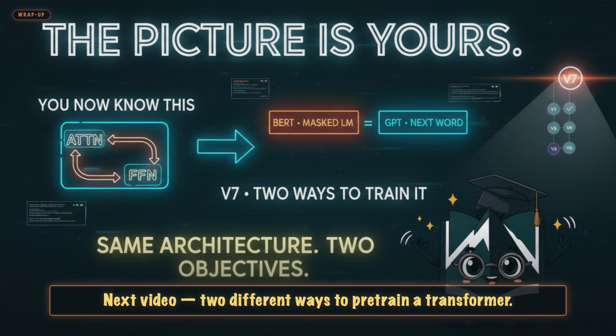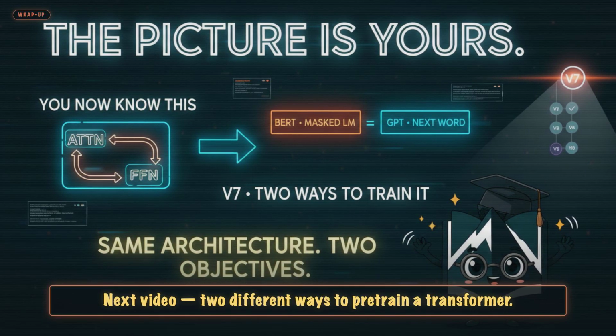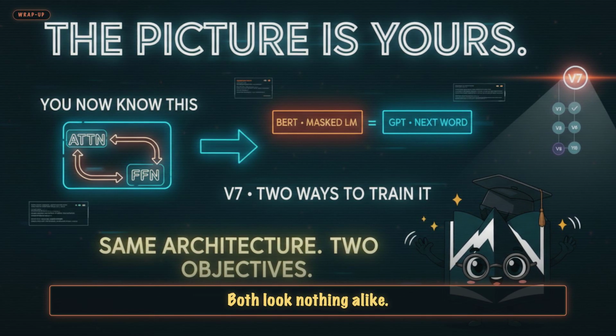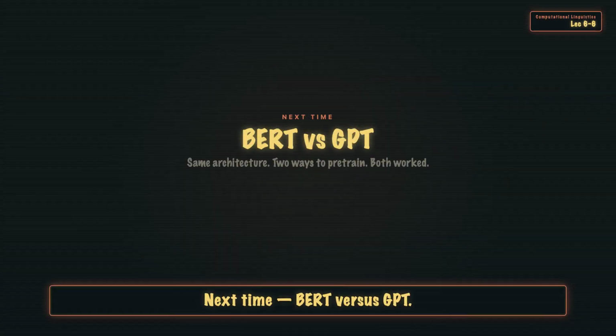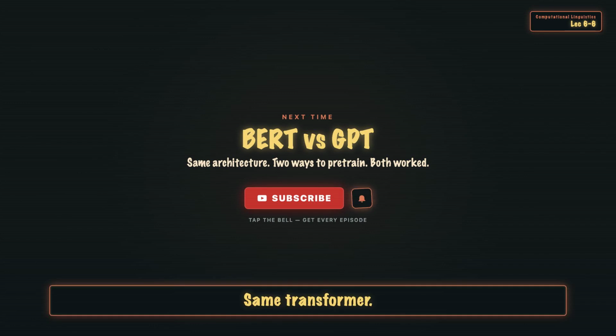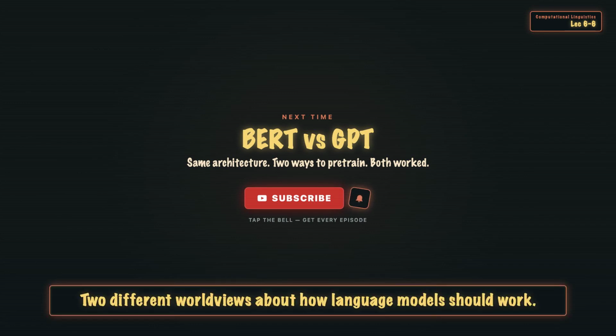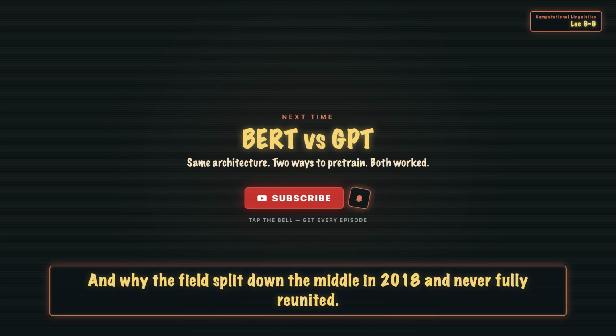Next video. 2 different ways to pre-train a transformer. Both work. Both look nothing alike. Next time, BERT versus GPT. Same transformer. 2 different pre-training objectives. 2 different worldviews about how language models should work. And why the field split down the middle in 2018 and never fully reunited.